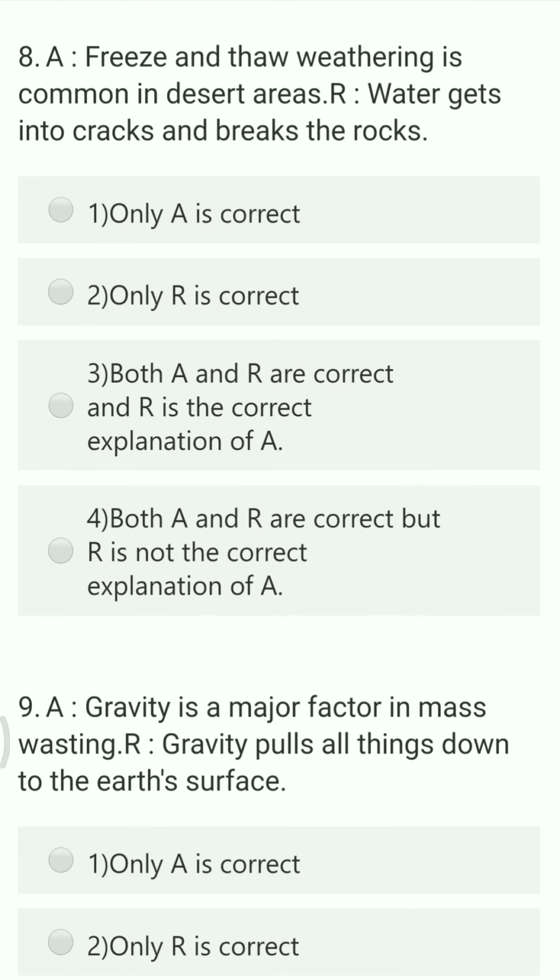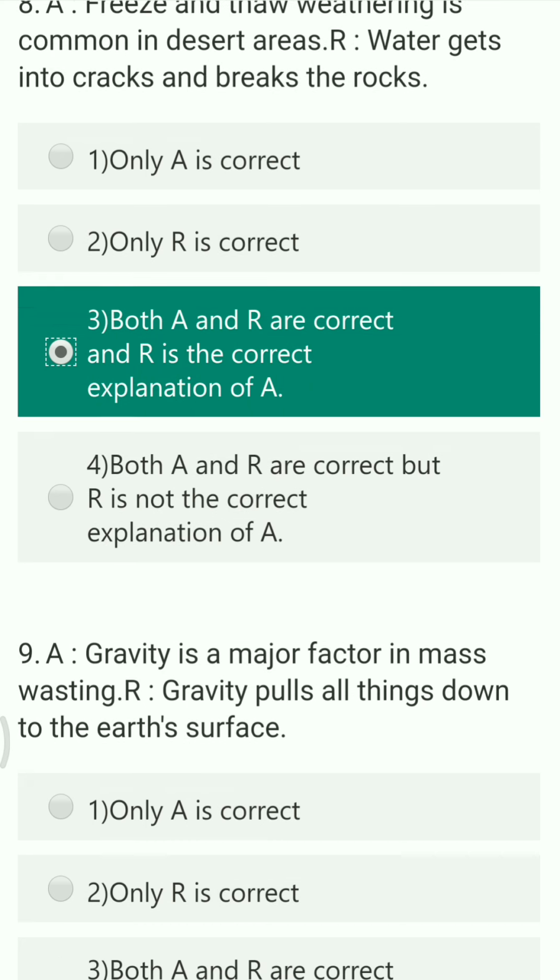Next question, A is assertion: freeze and thaw weathering is common in desert areas, whereas reasoning is water gets into cracks and breaks the rock. So this is exactly true. In the process of freeze and thaw weathering, the water inside the crack starts compressing and expanding. Because of that, a lot of force or pressure is exerted and the rock particles start widening, and then the rock breaks down into two parts, and hence it is called weathering. So both A and R are correct and R is the correct explanation of A.